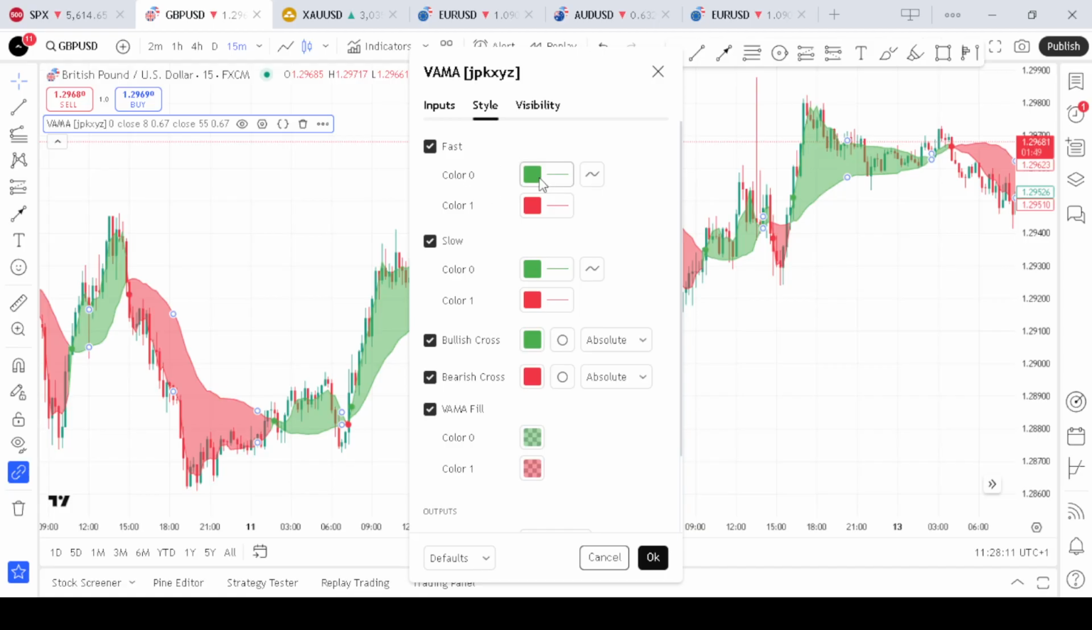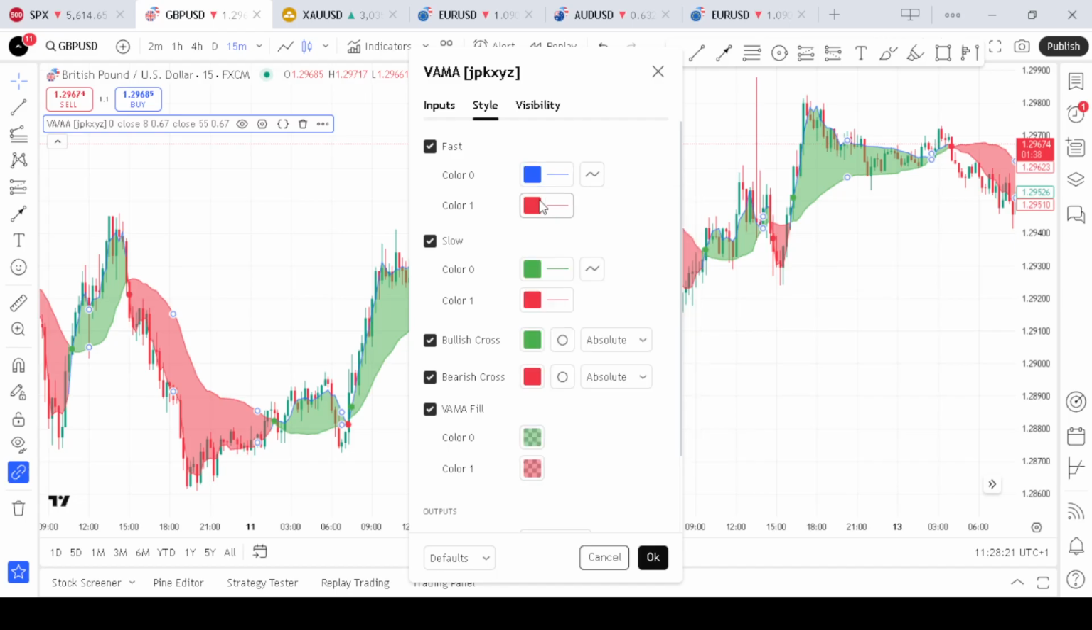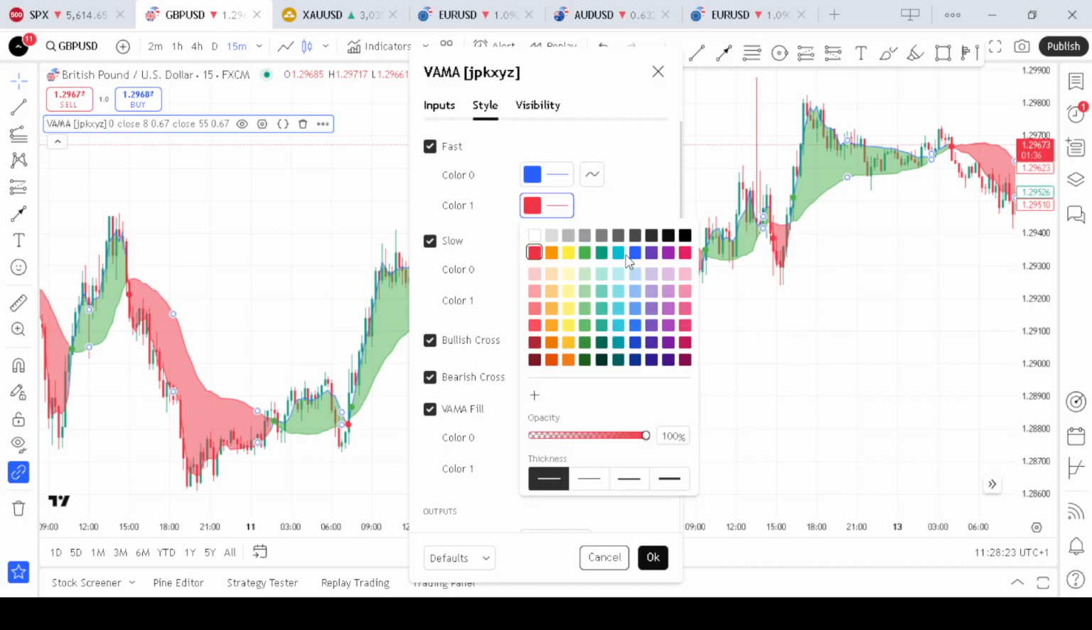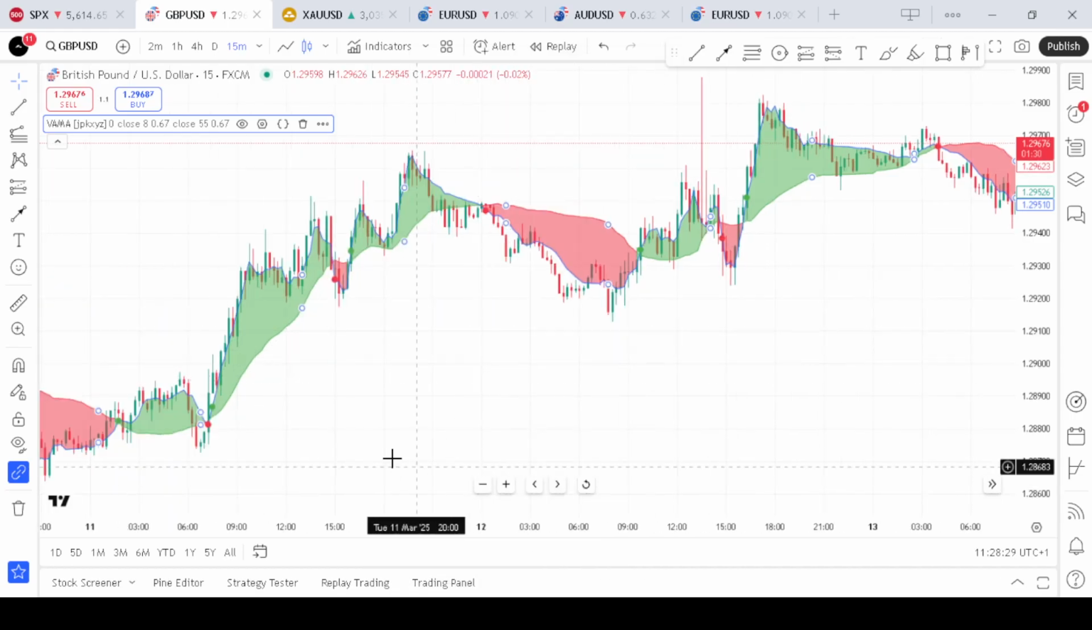The fast moving EMA would use, let's use a blue line for the fast moving EMA to help us better understand what we are making use of. So we'll change the color to blue to make it easier to spot on the chart.